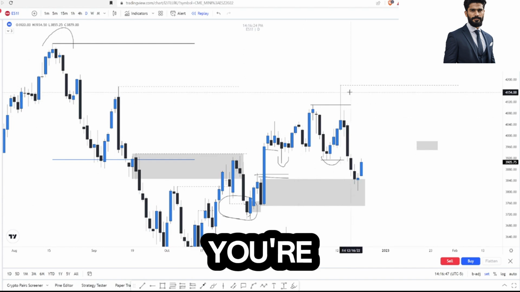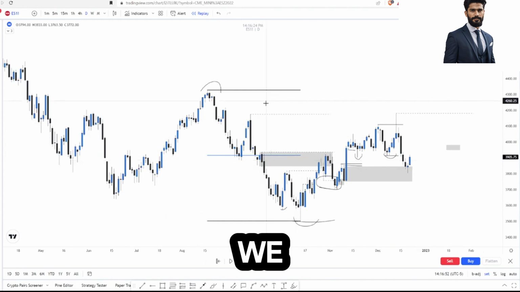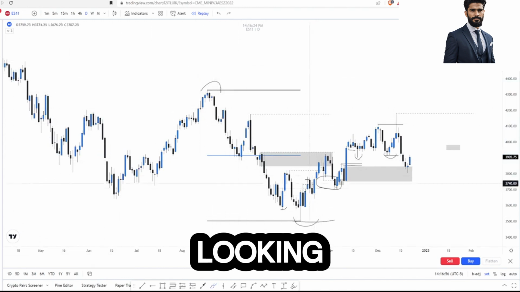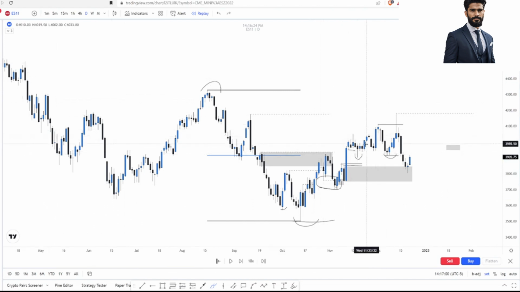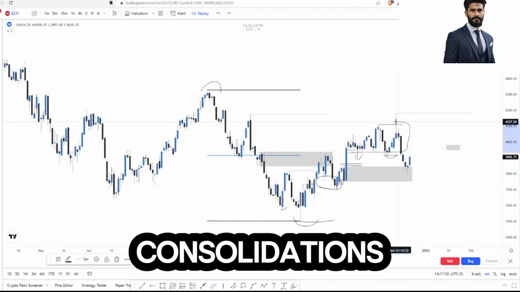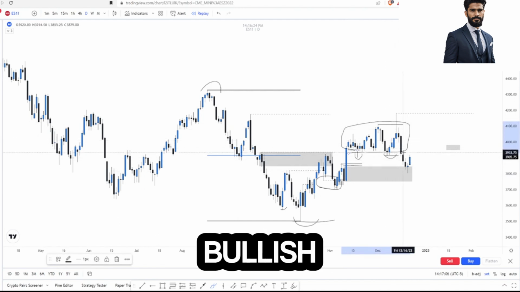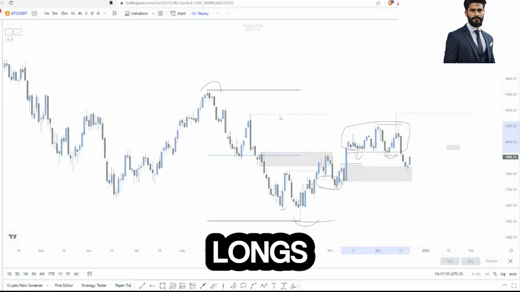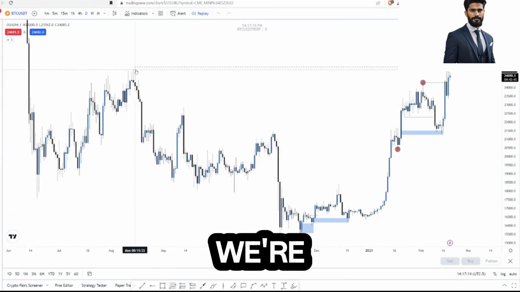So this is whenever you're combining your structural bias based on premium and discount, that we think price is going to go higher. Yes, we're in a bearish range, but we're looking for price to go higher. Why? Because the displacement's telling us higher. So when we have these consolidations in a bullish market and we get an expansion out of them and we're bullish, this is when we look for power of 3. So just like we caught the power of 3 longs on Bitcoin, it's the same thing, right? We're looking for price to go higher because we're looking at this high.